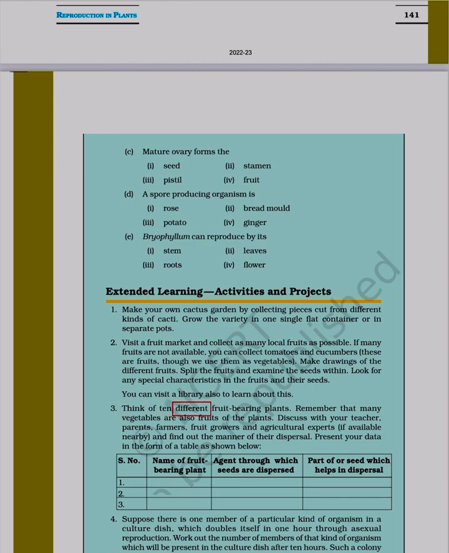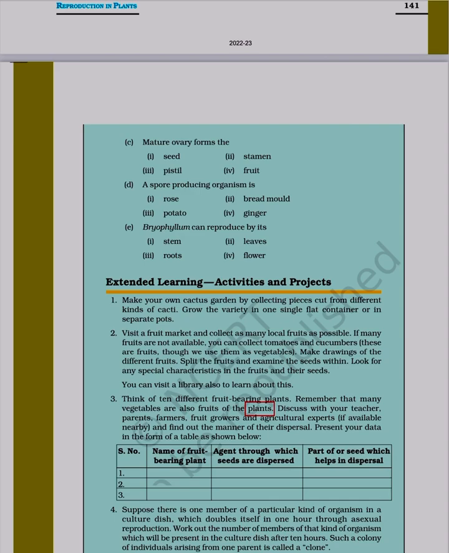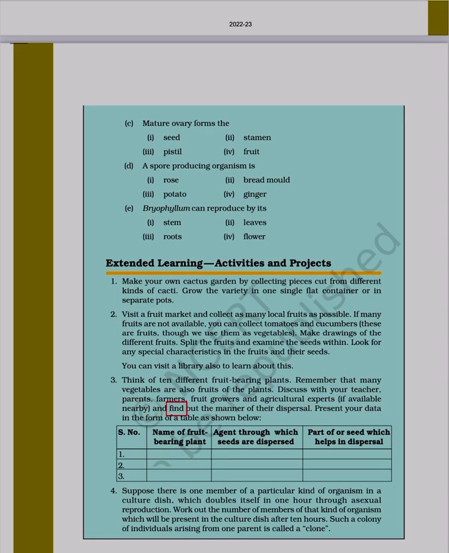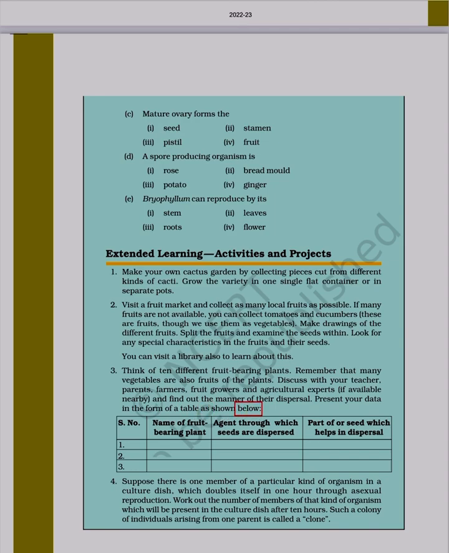3. Think of 10 different fruit-bearing plants. Remember that many vegetables are also fruits of the plants. Discuss with your teacher, parents, farmers, fruit growers and agricultural experts if available nearby and find out the manner of their dispersal. Present your data in the form of a table as shown below.